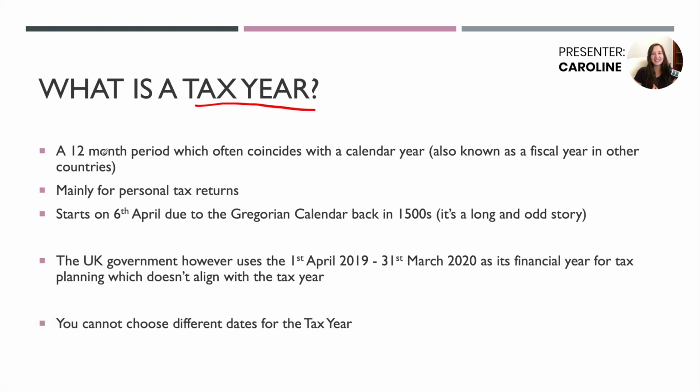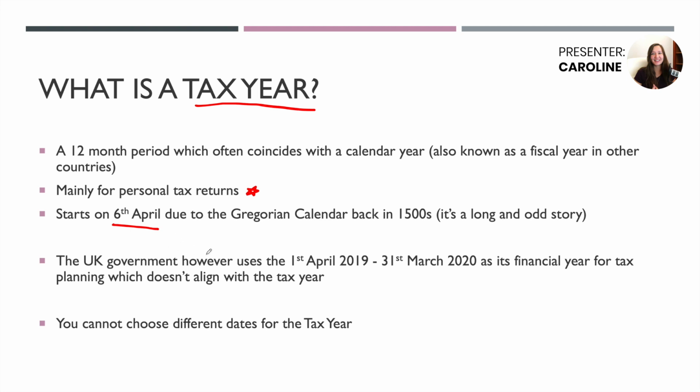This is a 12-month period which often coincides with a calendar year, also known as a fiscal year in other countries, and is mainly for personal tax returns. In the UK it starts on the 6th of April, and due to something to do with the Gregorian calendar back in the 1500s, you can look it up if you want to, it's kind of weird. Anyway, it starts on the 6th of April, ends on the 5th of April.